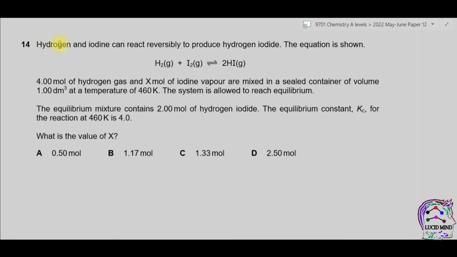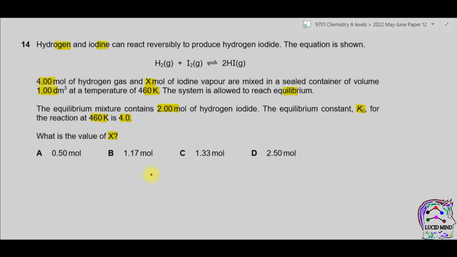Question number 14. Hydrogen and iodine can react reversibly to produce hydrogen iodide. The equation is shown. 1 mole of hydrogen reacts with 1 mole of iodine to form 2 moles of hydrogen iodide gas. 4 moles of hydrogen gas and X moles of iodine vapors are mixed in a sealed container of volume 1 decimeter cube at a temperature of 460 Kelvin. System is allowed to reach equilibrium. The equilibrium mixture contains 2 moles of hydrogen iodide. The equilibrium constant Kc for the reaction is given as 4.0. What is the value of X?